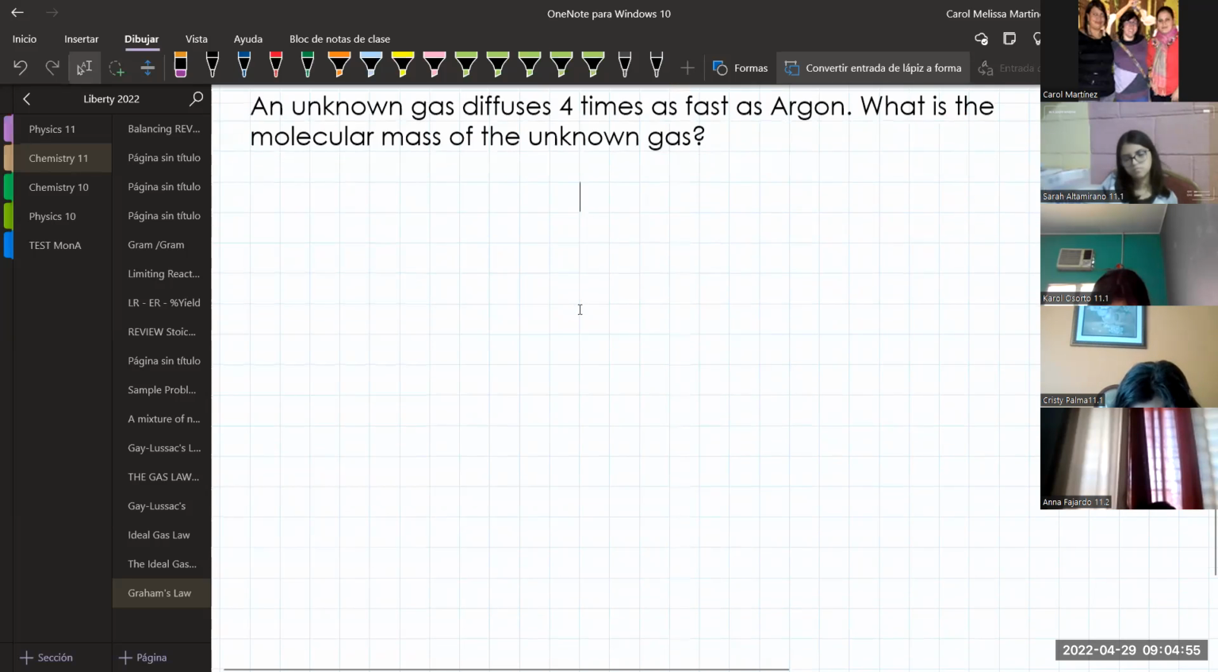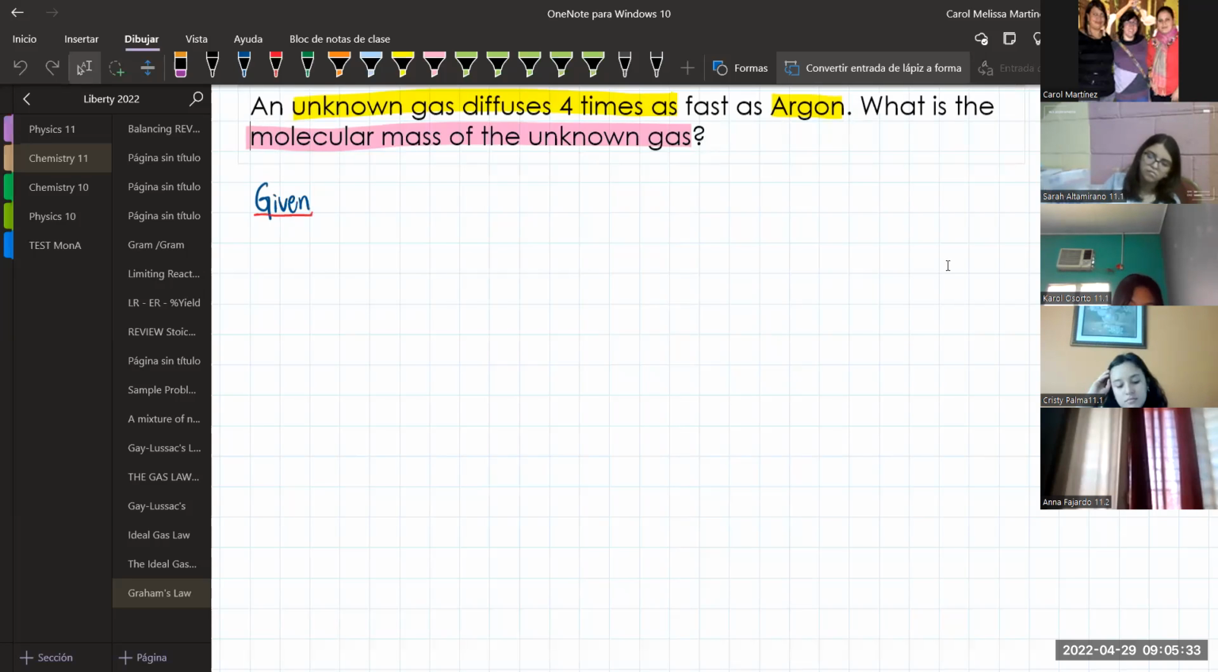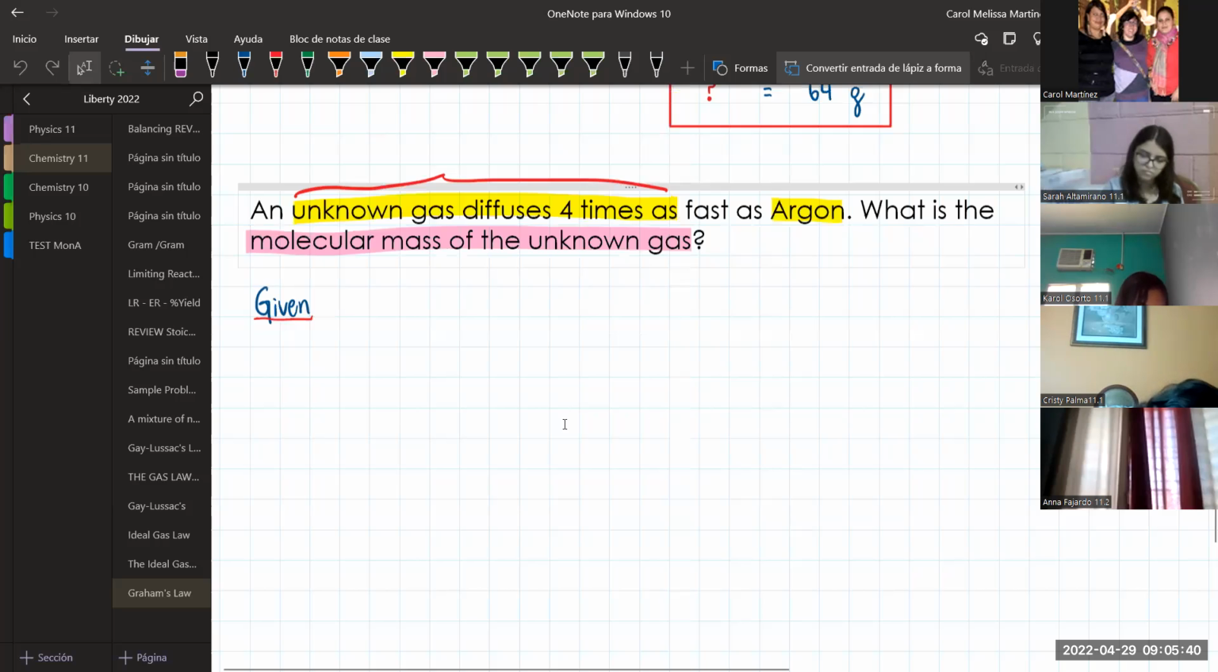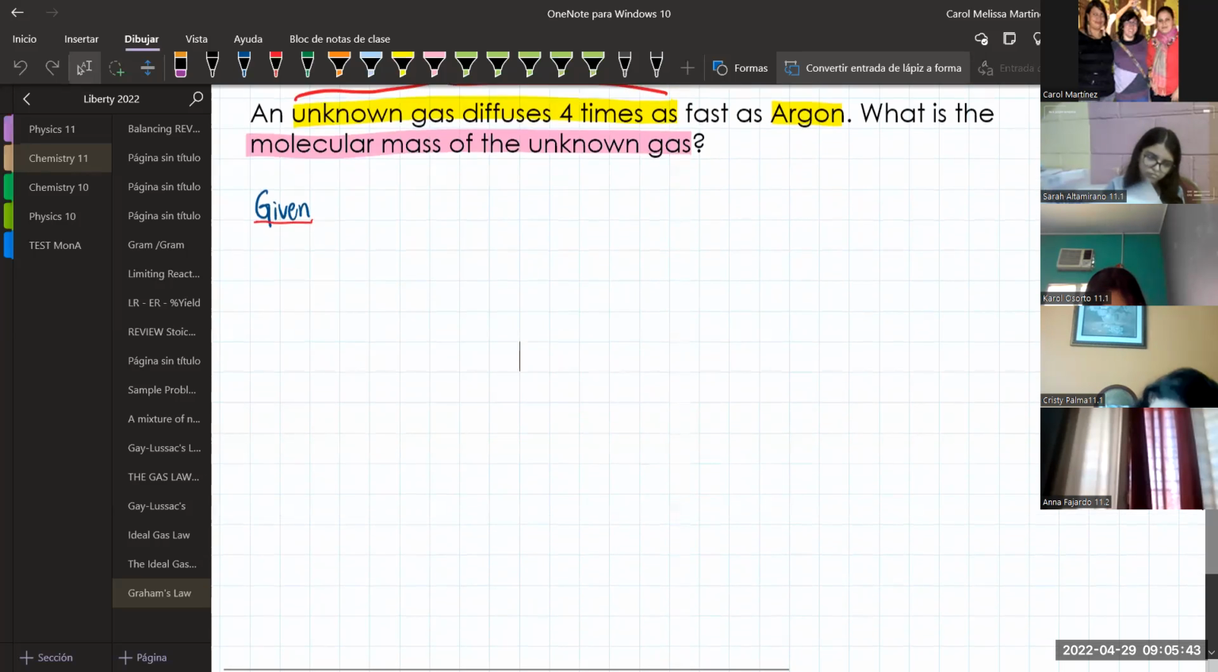Okay, this exercise is almost the same kind, but I changed a few things, as you notice. An unknown gas diffuses 4 times as fast as argon, a noble gas. What is the molecular mass of the unknown gas? So this unknown gas has a rate of 4 times the speed of argon, and they're asking me to find the molecular mass of the unknown gas. So, given, okay? I'm going to write this. Unknown gas diffuses 4 times as fast as argon. I'm going to write it as a rate.